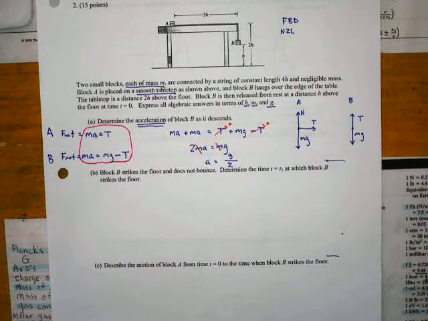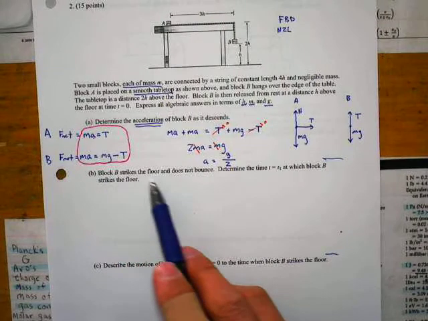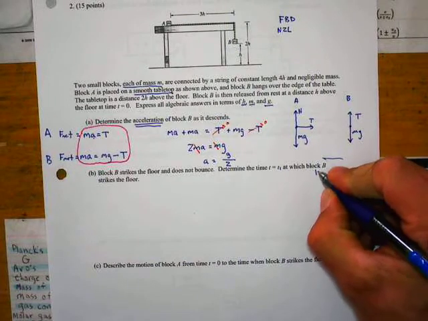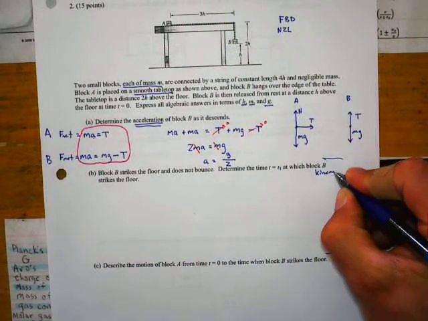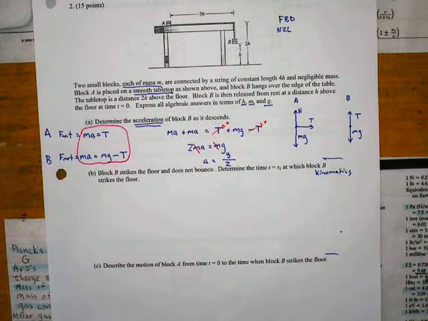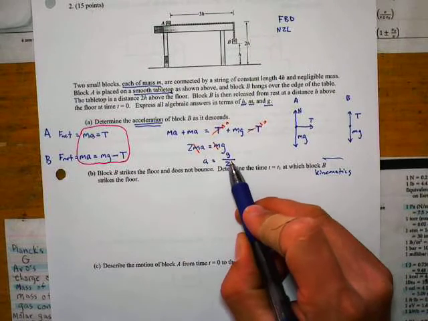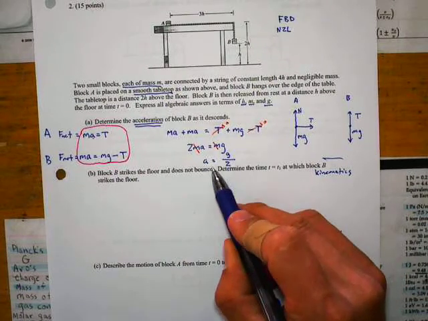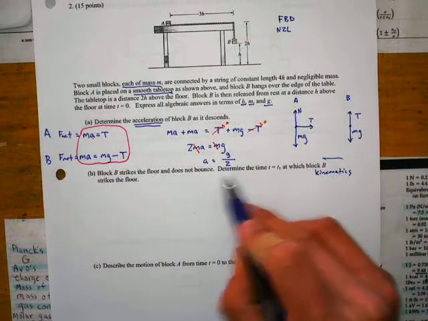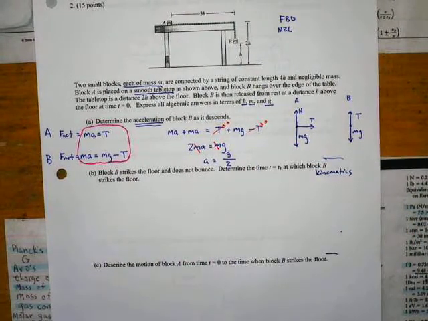So what else can I tell you? Block B strikes the floor and does not bounce. Determine the time at which block B strikes the floor. Here you need to use some kinematics. Use one of your kinematic equations, and you know acceleration now. So in your kinematic equations, when you have a, notice a is not on our list here. So you're going to sub that in for a somewhere.